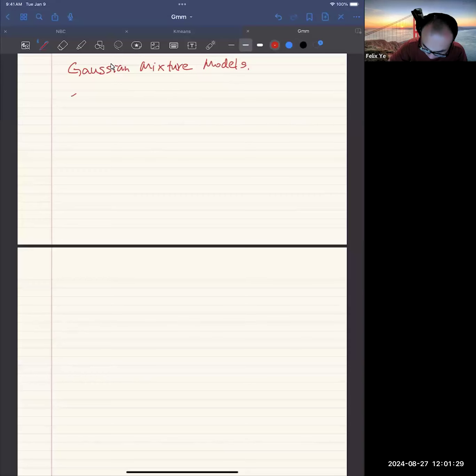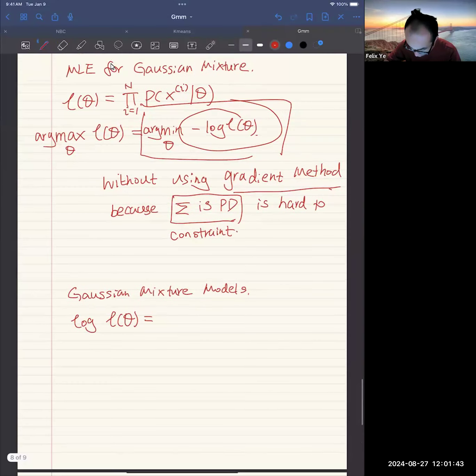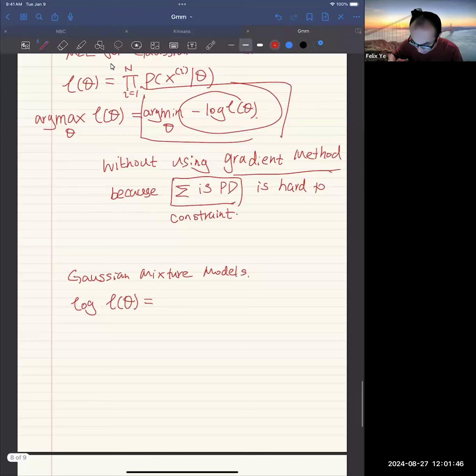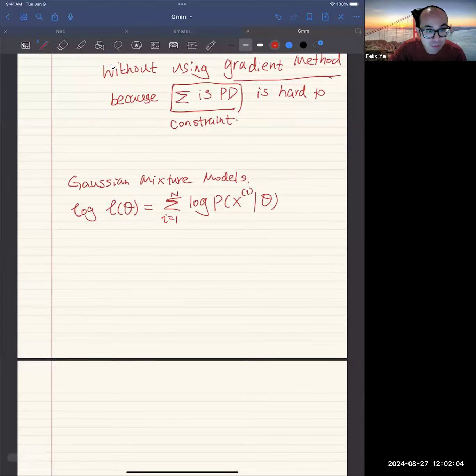This will be the log of the likelihood, and I think we already wrote it up. So this is the summation from i equals 1 to n of the logarithm of p of x_i conditional on theta. And I'm going to marginalize over all possible cluster memberships, which is our hidden variable.